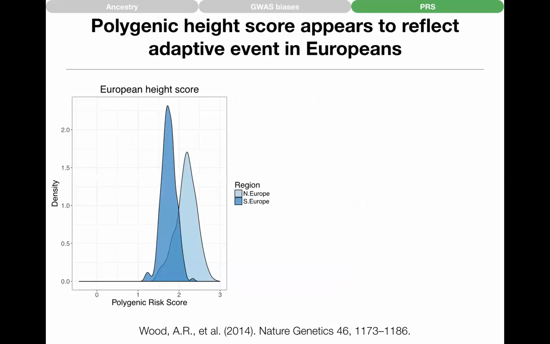Okay, so in constructing polygenic risk scores, I'm going to show you some empirical data that I constructed using the 1000 Genomes project. The first polygenic risk score that I constructed was for height, and you can see on this x-axis just some arbitrary units, but greater polygenic risk score indicates taller height. And you can see here that this Northern European group looks like it's expected to be taller than the Southern European group, which is great. Maybe that reflects some adaptive event in Europeans, was the initial thought that we had.